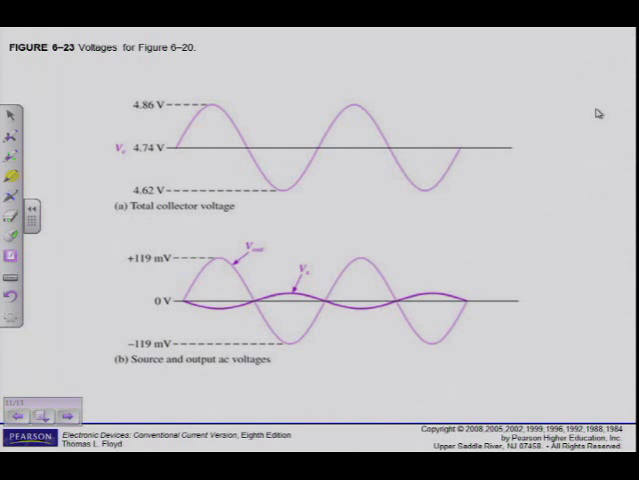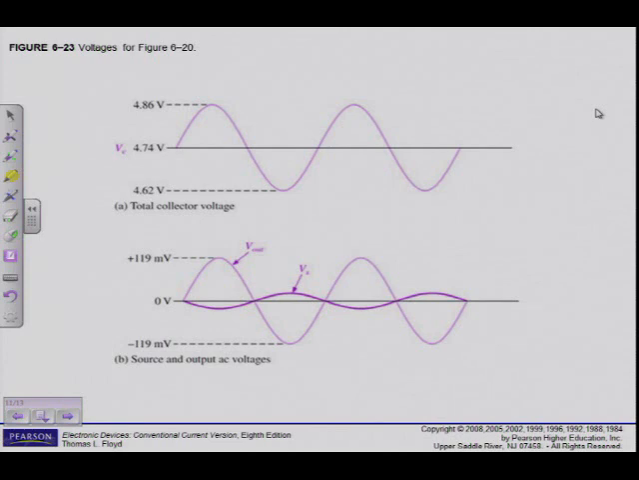But most important is, of course, when I go and measure at the collector, total collector voltage there in the A part, I can see that these are superimposed voltages because I have a DC quantity at the collector. So in this case, VC already is 4,74 volts, and then my amplified signal will be riding on top of that. Superimposed voltages, you will go and show me that in the lab as well.